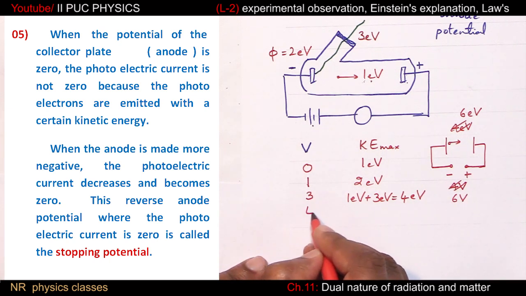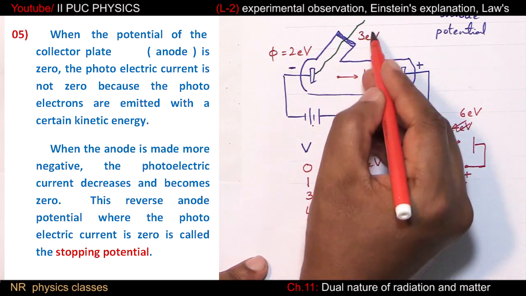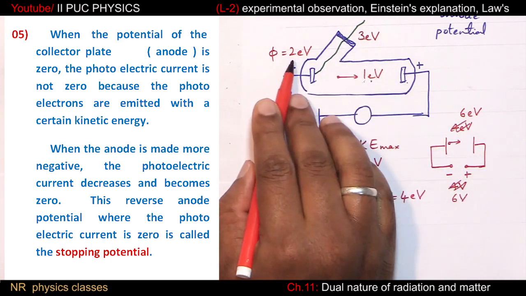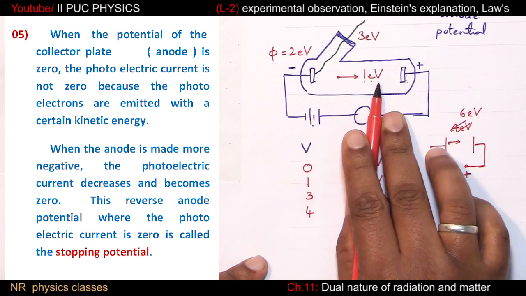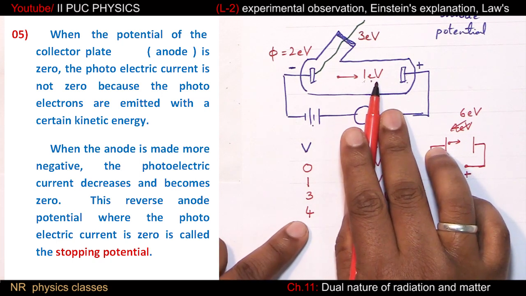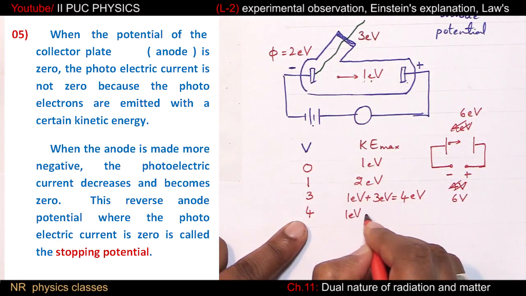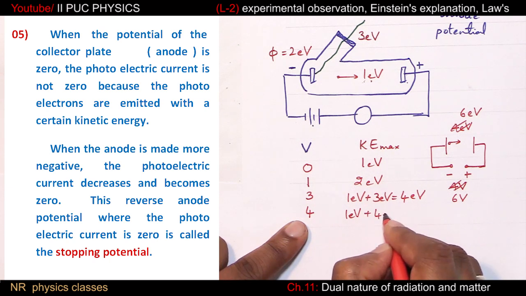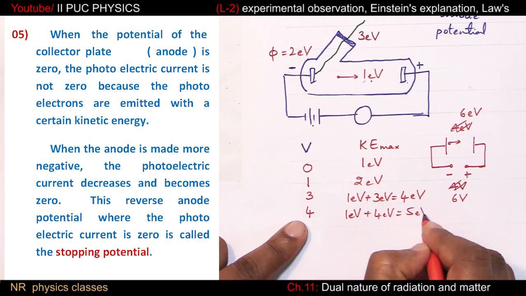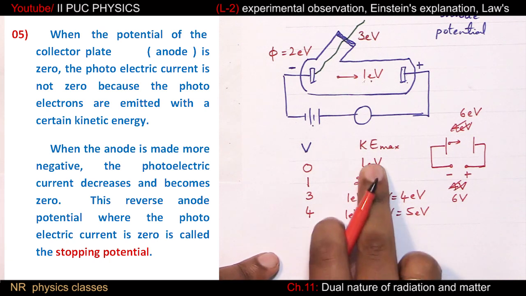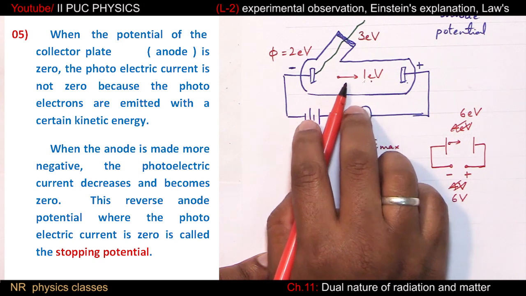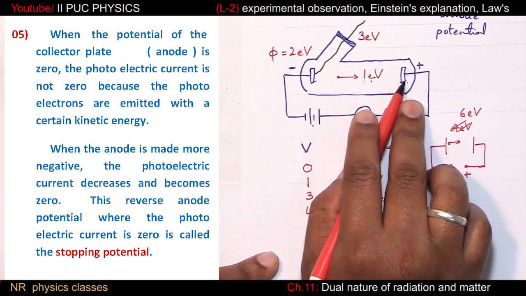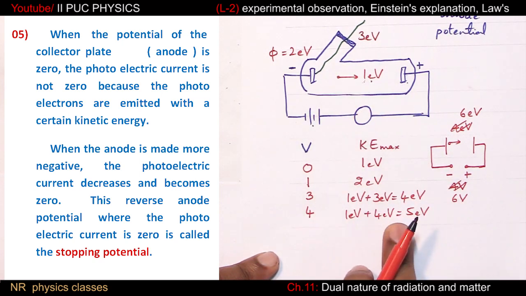If this is increased to 4 volt, incident is 3, required is 2, kinetic energy is 1. Along with this 1, 4 more is added. So 1 eV plus 4 eV equal to 5 eV. So maximum kinetic energy is 5 eV. So with 5 eV kinetic energy, electrons can reach the anode. Okay. This is first observation.